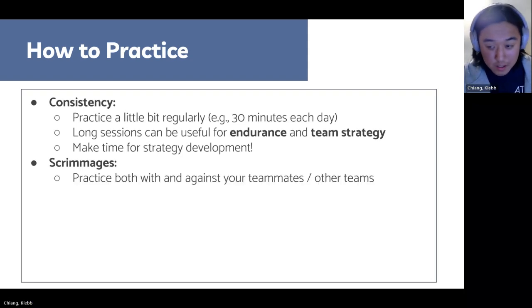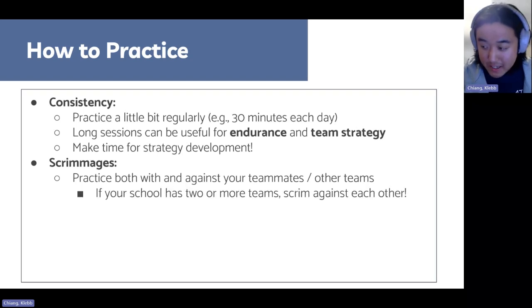Okay, if your school has multiple teams, scrim against each other, compete against each other, practice against each other, right? That little bit of competition helps drive you really easily. And also practice with and against your teammates, or even better, if you have a network around your school with other teams, right? If you can contact other teams and say, hey, do you want to practice? Do you want to scrim? Let's do it.